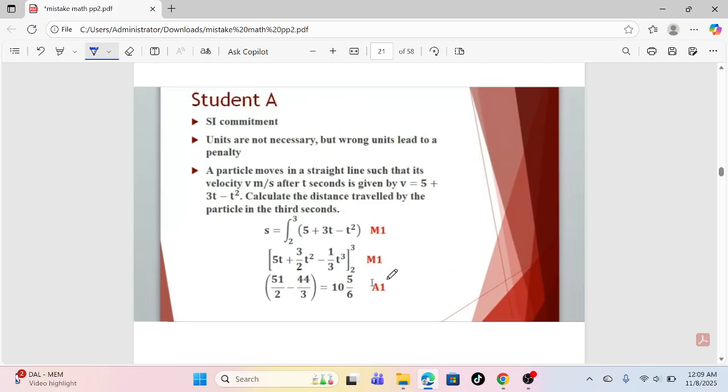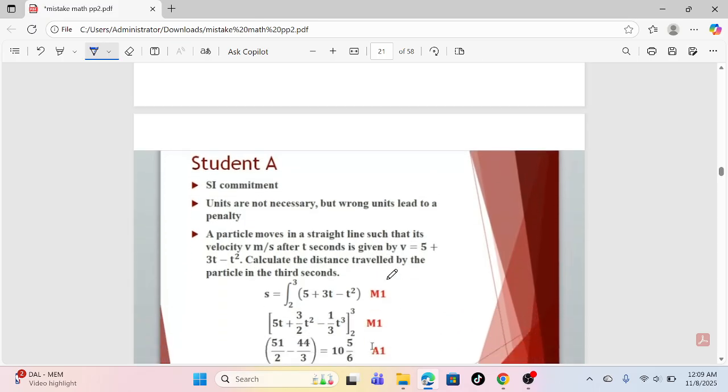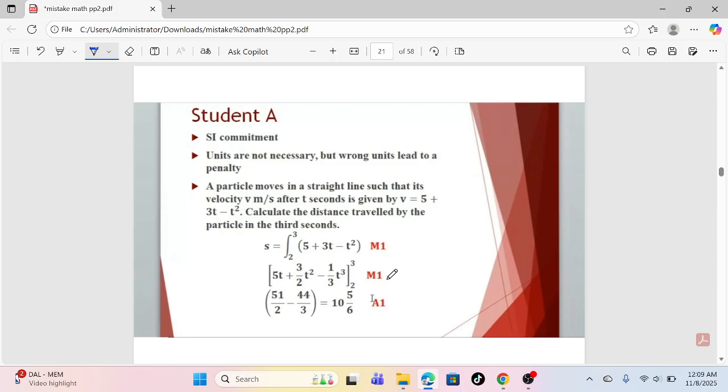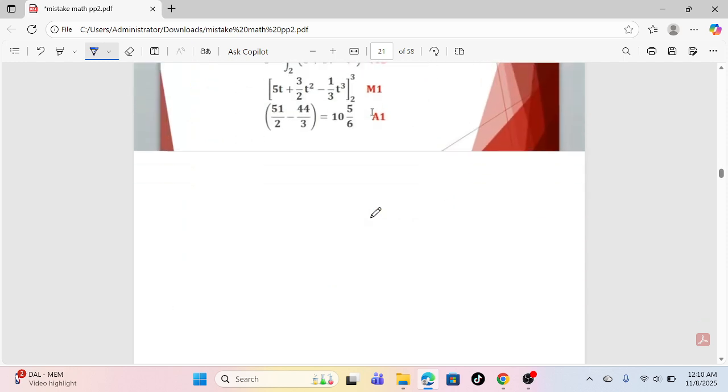Tuende kwa SI unit commitment. Units are not necessary. By the way, mathematics, this is not physics, my friend. Mathematics units are not necessary, but wrong units lead to penalties. For example, this question is: calculate the distance travelled, the displacement.